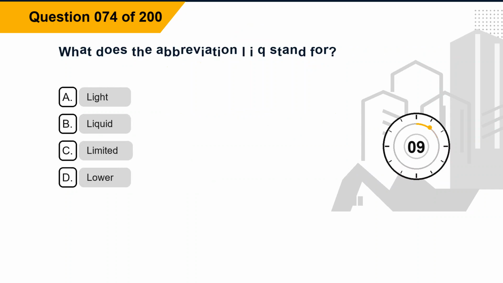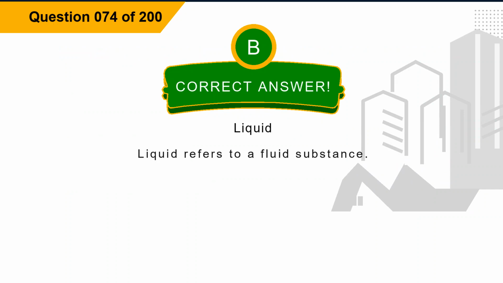Question 74. What does the abbreviation LIQ stand for? Option A, light. Option B, liquid. Option C, limited. Option D, lower. The correct answer is option B, liquid. Explanation. Liquid refers to a fluid substance.